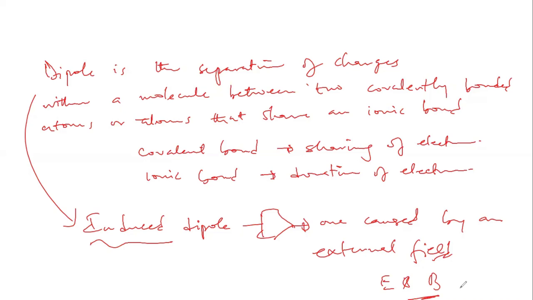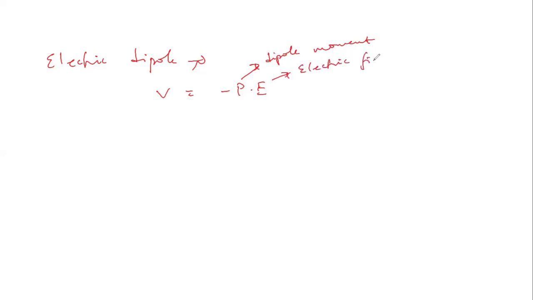So what about if we relate it with that of the electric field? Let us see electric dipole, for instance. It means that the potential energy in the electric field is given as V being the same as negative P dot E, where P in this case is the dipole moment, and E in this case is the electric field. And you'll observe that the electric dipole goes from negative to positive.